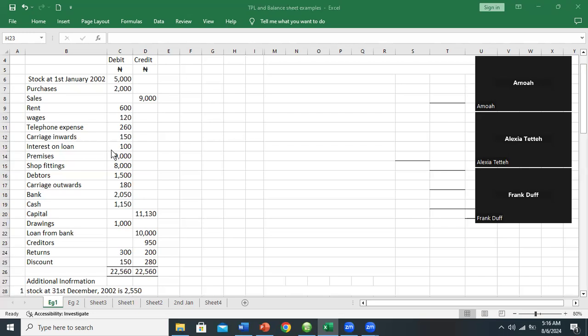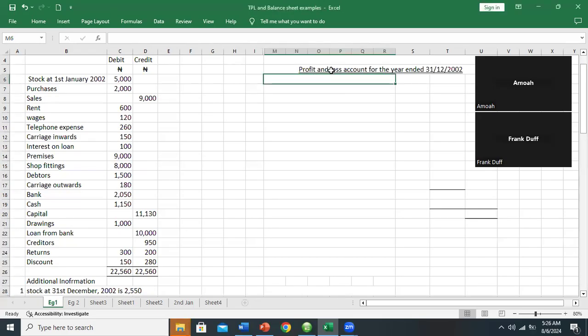So I'll give you 5 minutes to quickly prepare the trading account to determine the gross profit, since we have done that already. So you only pick the information you need, right? Sales, return inwards, purchases, those things. So 5 minutes, please. Let's get the gross profit. Start work. So can we cross-check if the gross profit is 4,003? Okay, then let's do that.